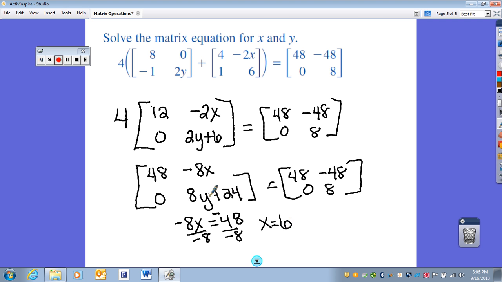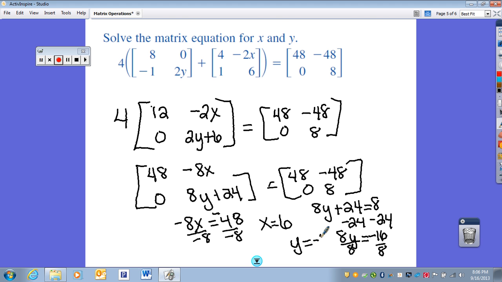Then we set this expression 8y plus 24 equal to 8. Subtract 24 from both sides. We have 8y is equal to a negative 16. And when we divide both sides by 8, we find out that y is equal to negative 2.